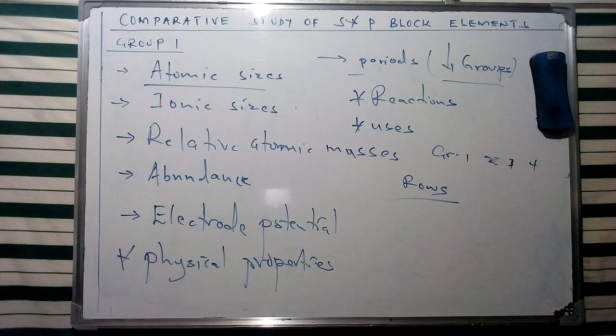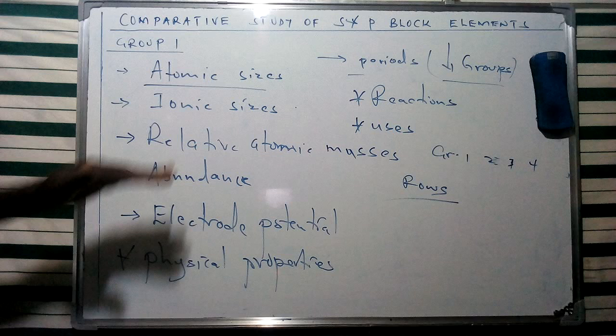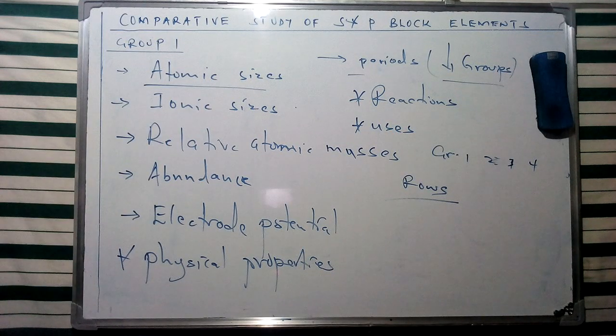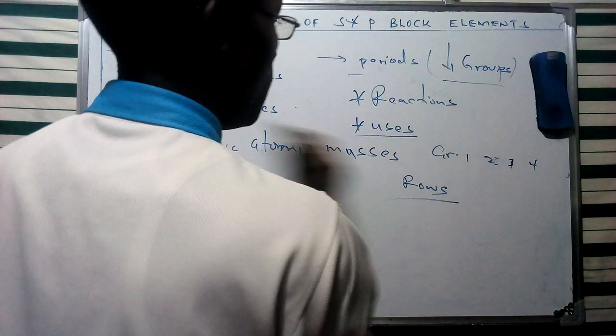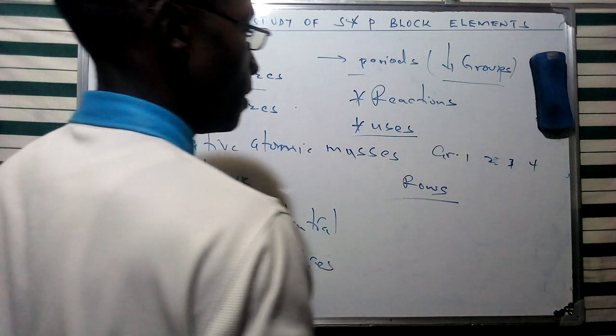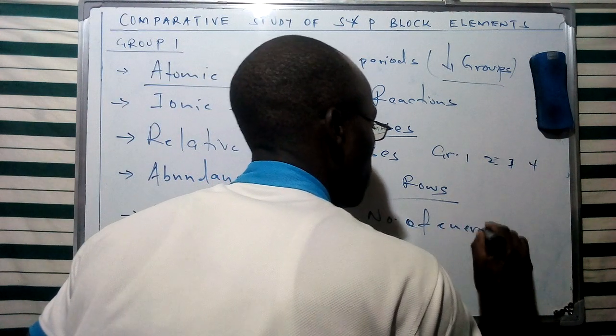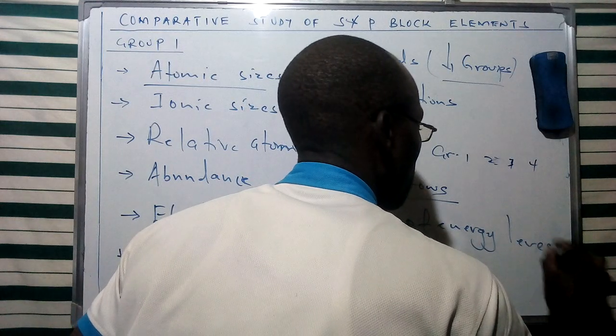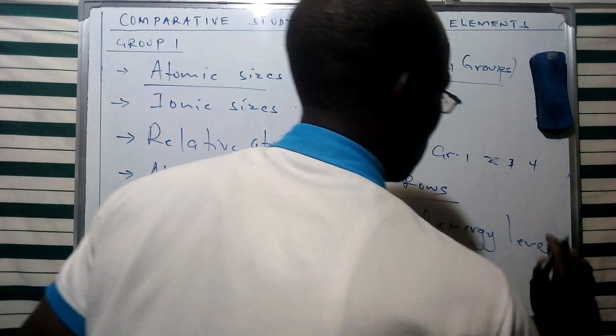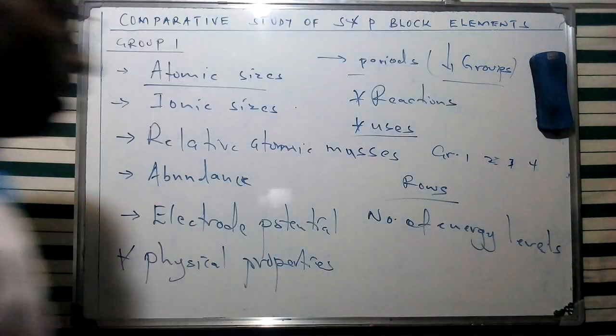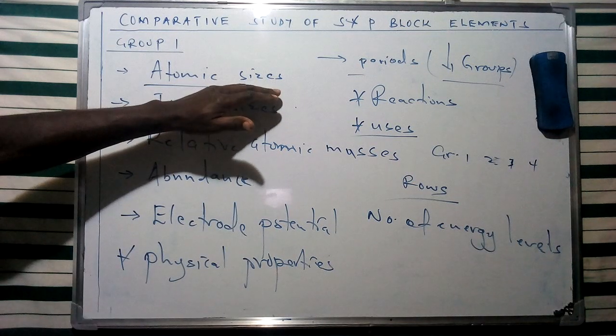Atomic sizes are going to increase down the group, and this is going to be experienced due to an increase in the number of energy levels, and therefore that's going to dictate that the atomic sizes are going to increase.